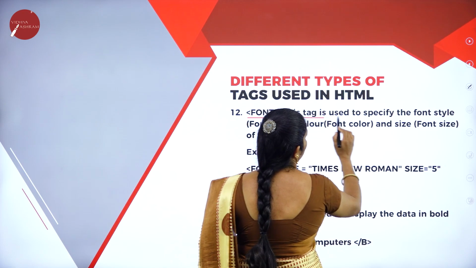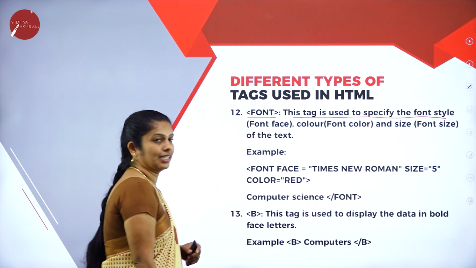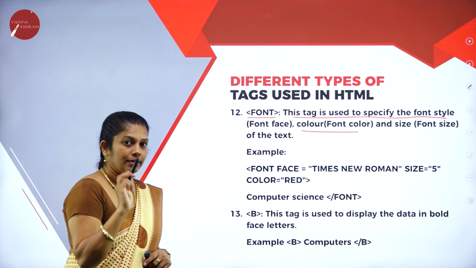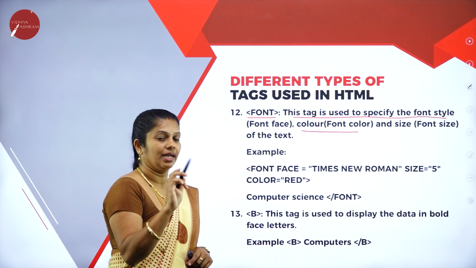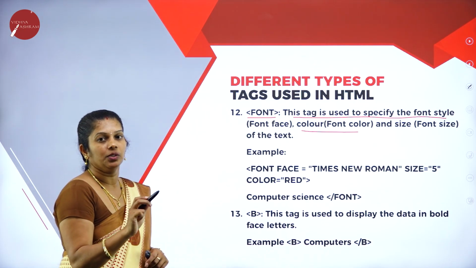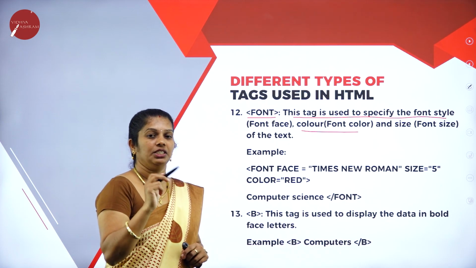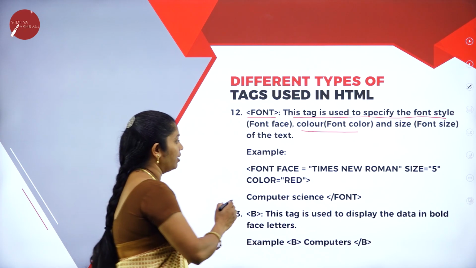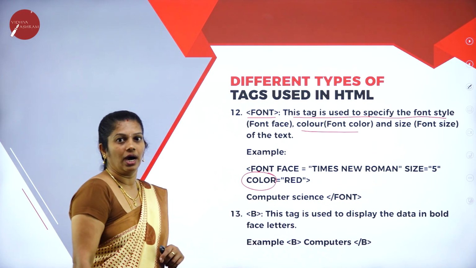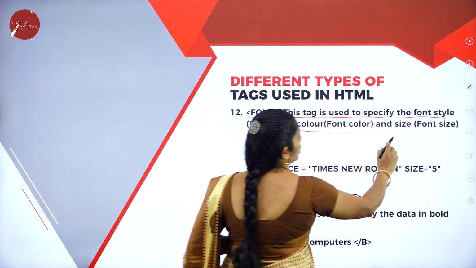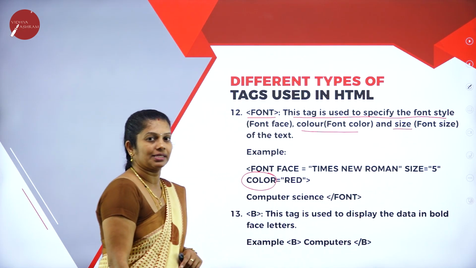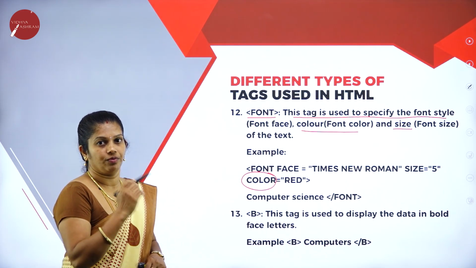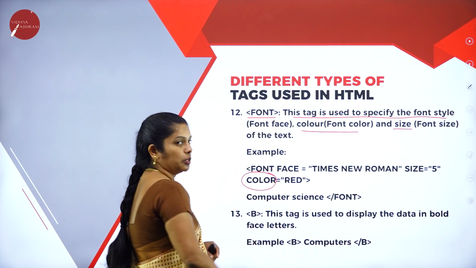This tag is used to display the font style, that is font face. Then whichever color you want you can give. But while typing the HTML tag, especially for color, you have to use the spelling COLOR. Generally we write the spelling COLOUR, but here you compulsorily have to use the spelling COLOR. Then we can also give the size. It means style, size as well as color we can give for your document by using the font tag.